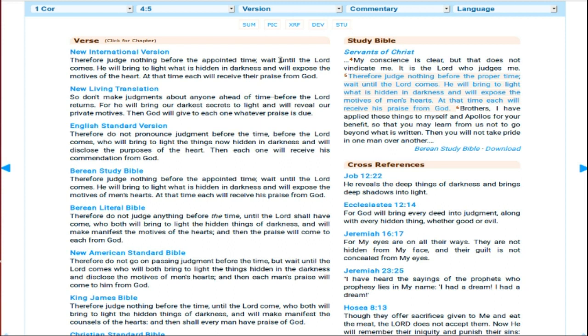So, therefore, judge nothing before the appointed time. Wait until the Lord comes. He will bring to light what is hidden in darkness and will expose the motives of the heart. At that time, each will receive their praise from God. Now, those could be heavenly things. Those could also have earthly references.